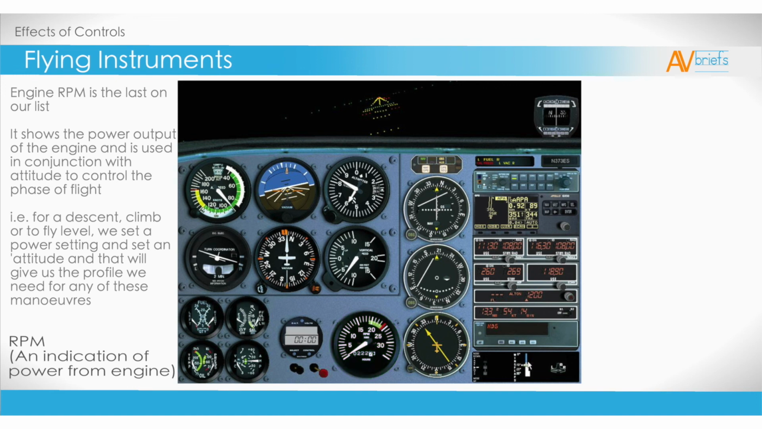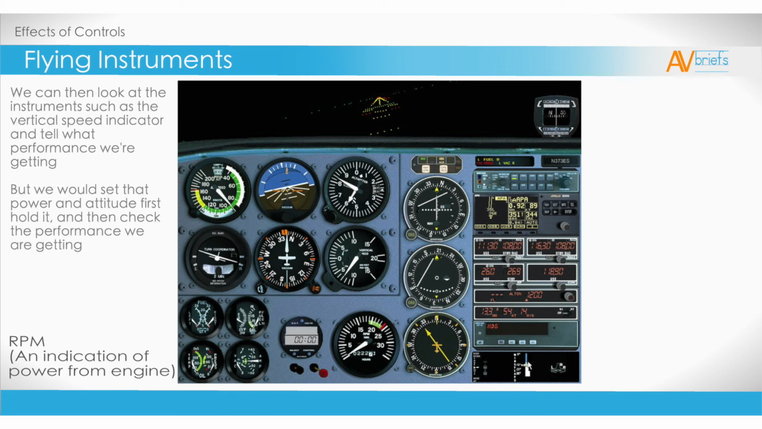Engine RPM is the last on our list. It shows the power output of the engine, and is used in conjunction with attitude to control the phases of flight. For example, for a descent, climb, or to fly level, we set a power setting and set an attitude. And that will give us the profile we need for any of these maneuvers. The important thing is to know your power settings and attitudes. Once you set them and hold them, then you check on the instruments that you are holding it correctly.